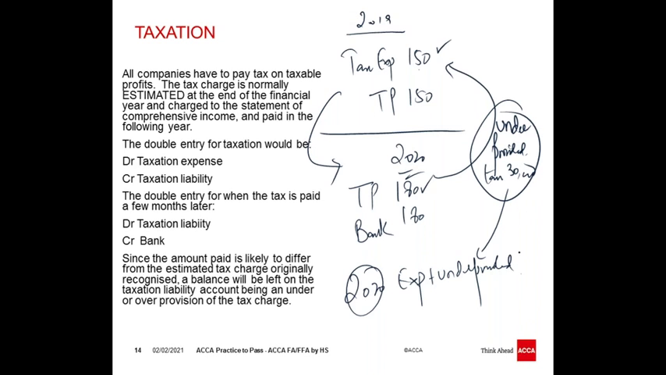Because in the previous year we have charged the less expense, so the balance will be adjusted in the next year. So similarly, if you have got the overprovided, it will be deducted from the tax expense. I hope it is clear now.